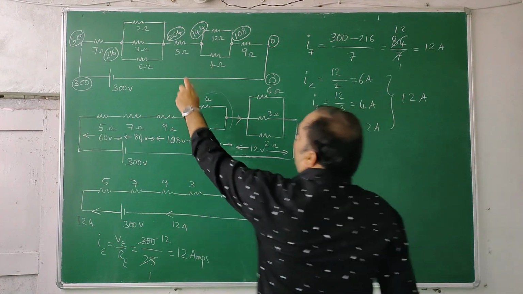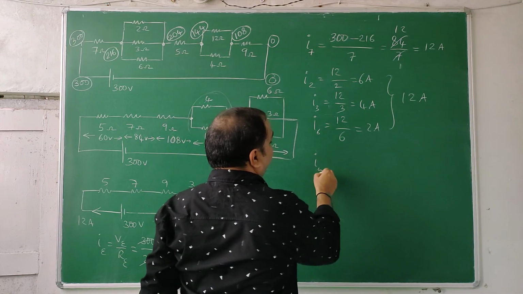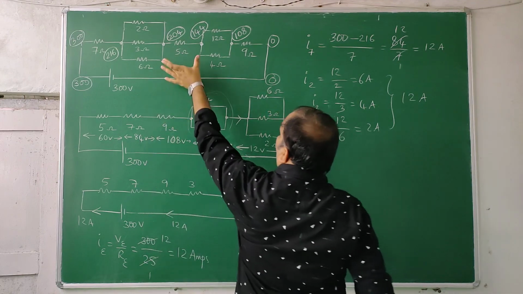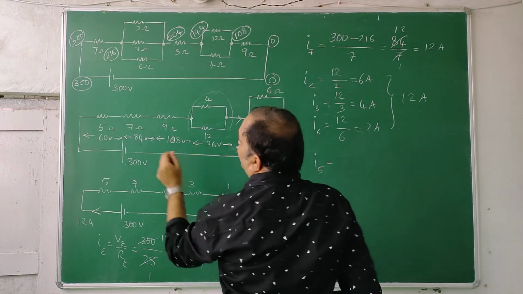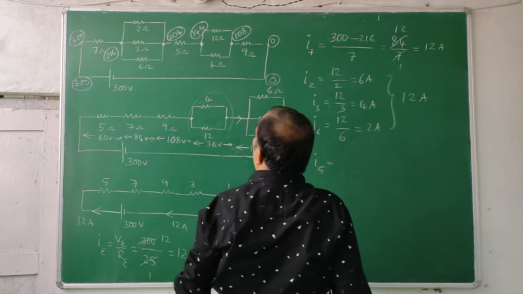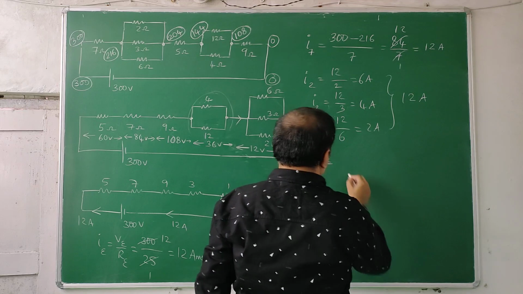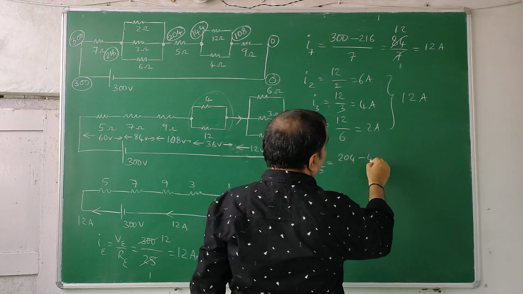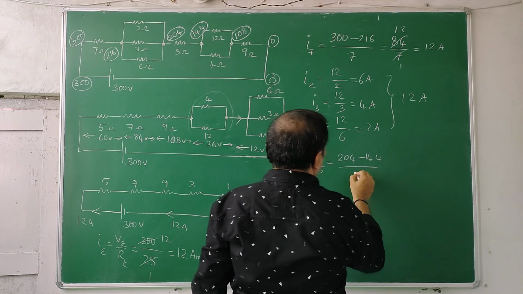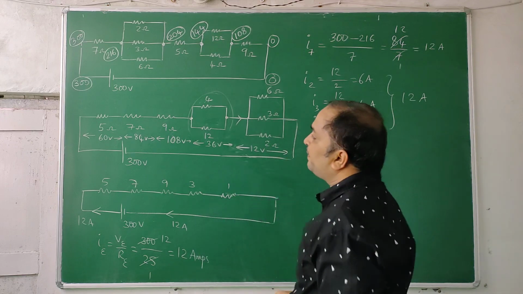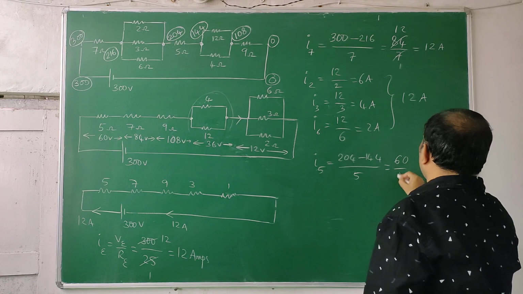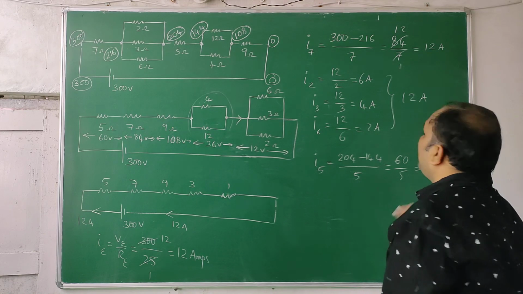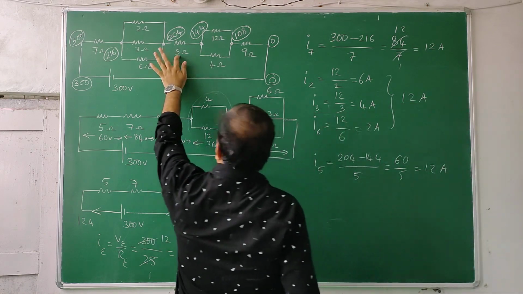Next, the current across the 5 ohm, I5, is the potential difference across the 5, that is 204 minus 144, or if you already know it is 60, divided by the resistance. How much is that? 60. 60 by 5 is 12 amperes. Again the current through the 5 ohm is 12.